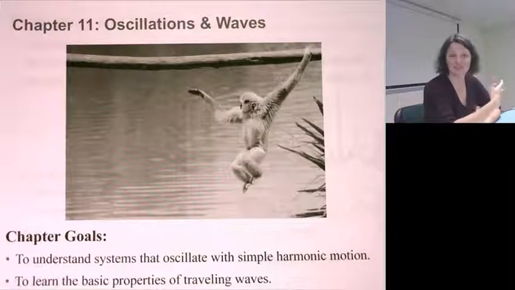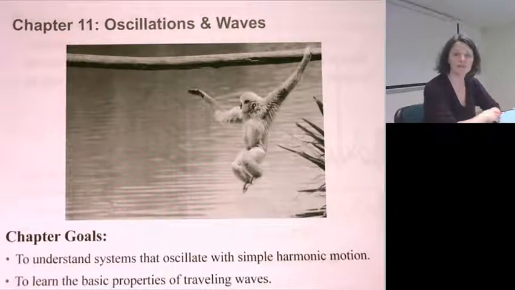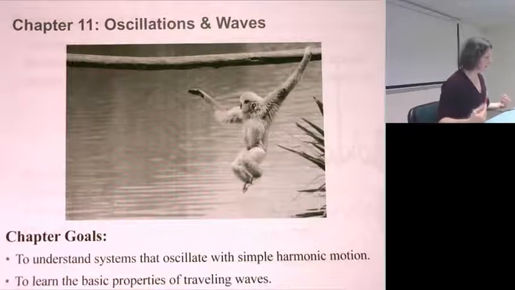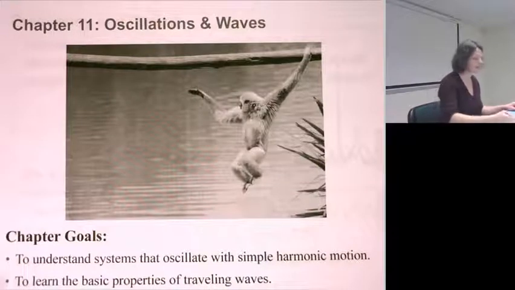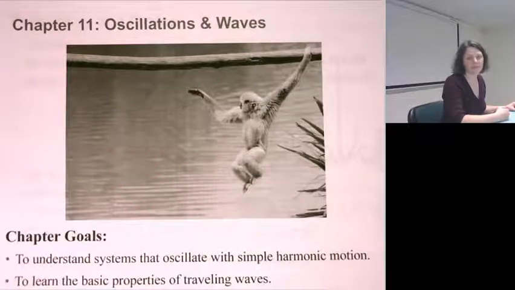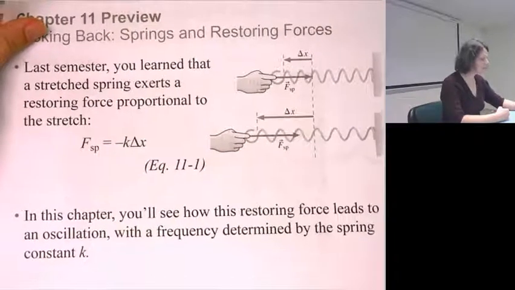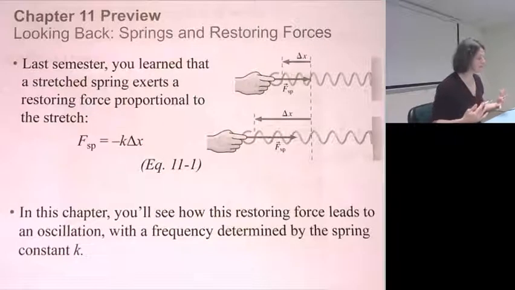It feels quite a bit more tangible, right? You can see these things in your life, you experience them in your life, and I enjoy it quite a bit more. So let's get started. So today we're talking about oscillation and waves, and so this is chapter 11 in your book. So we're going to start off talking about simple harmonic motion, and then we'll introduce some basic properties of traveling waves. Okay, so to talk about simple harmonic motion, we first need to remind ourselves of some things about springs.